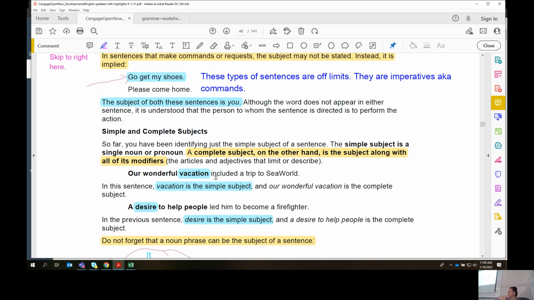That's all that is. We don't care about those extra words 99% of the time. All we care about is who actually did something. So our wonderful vacation, that's the complete subject. This is the last time I'll ever talk about this. Vacation is the simple subject. Who did it? The vacation. What did the vacation do? It included something. That's why it's not always a who. Sometimes it's a what.